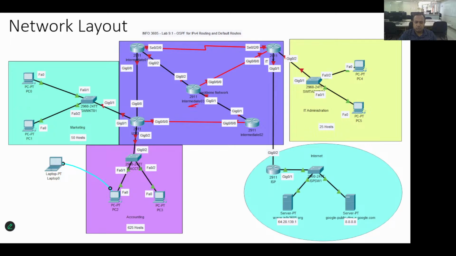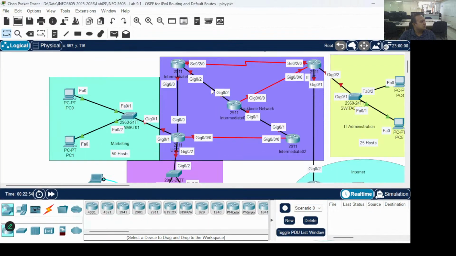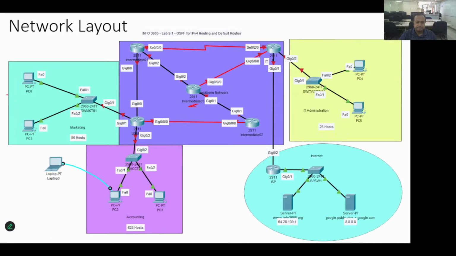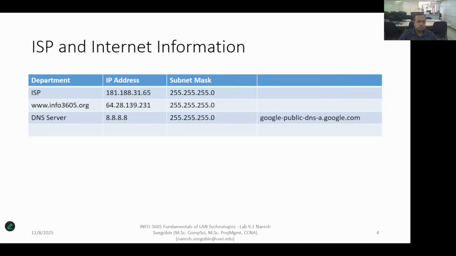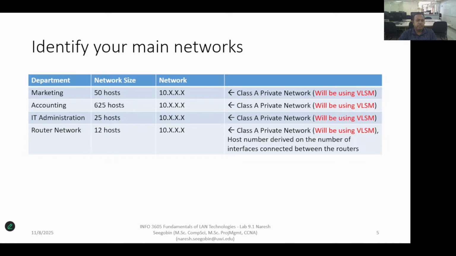Let's go to our Packet Tracer and we'll see the same thing. Right, so you go to the Packet Tracer file and get to there. Right, normal things: ISP, internet server, and DNS server, all these are set up, so I expect you guys to have this in your group projects and stuff. Right, and then define main networks.